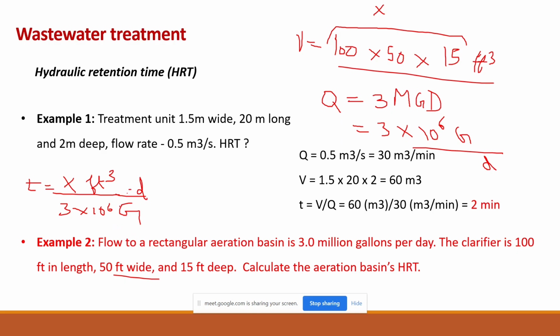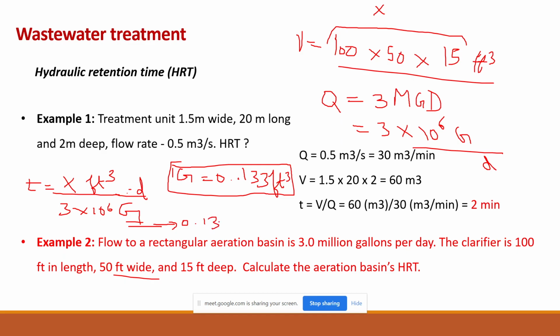Now what you have to do is apply a unit conversion where 1 gallon is equal to 0.133 feet cube. So you had to simply apply this unit conversion here, right? When you apply this, gallon will be replaced by 0.133 feet cube. Fine. So feet cube and feet cube will be cancelled, and you'll get the answer in days. So you will get the hydraulic retention time.